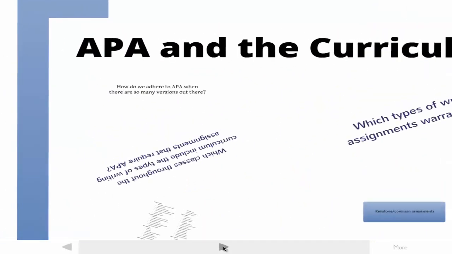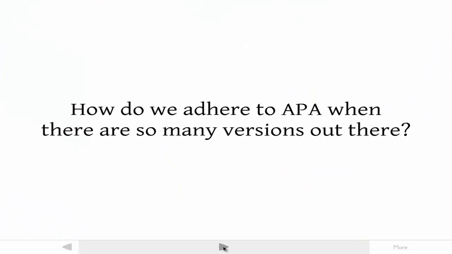So, APA in the curriculum. How do we adhere to APA when there are so many versions out there? I hear this a lot, and my response would be that I view it as basically there's one version of APA, and usually each institution will adapt their own interpretation.